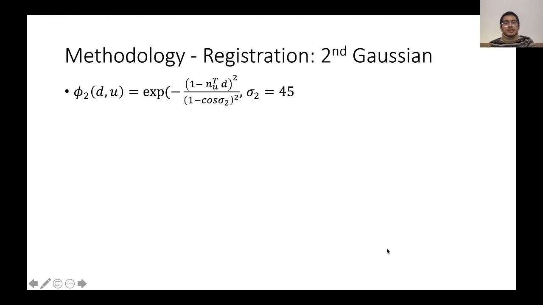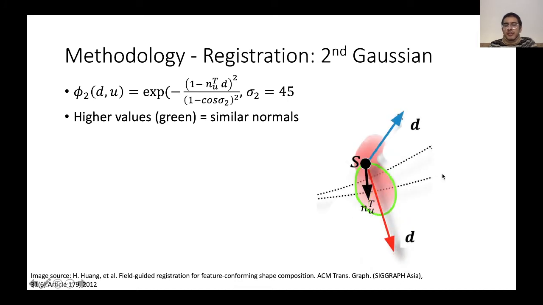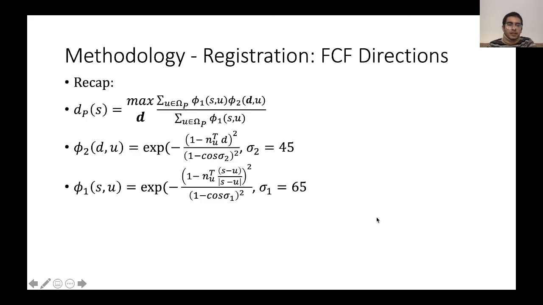Then the next one is the second Gaussian, which is phi2. This one works similarly, except now it will return higher values for directions that are similar to the normals u. For example, given the normal u over here, it's similar to this red direction compared to this blue direction. That means this red direction arrow at the bottom is the more correct or more likely direction. And as a quick recap, here are the three equations that are being used.